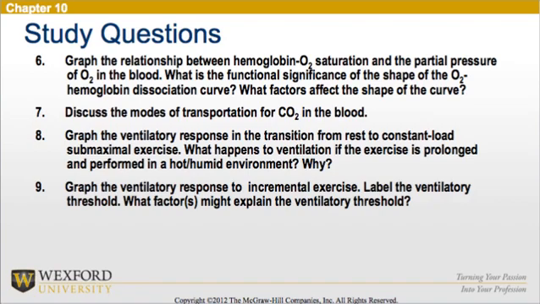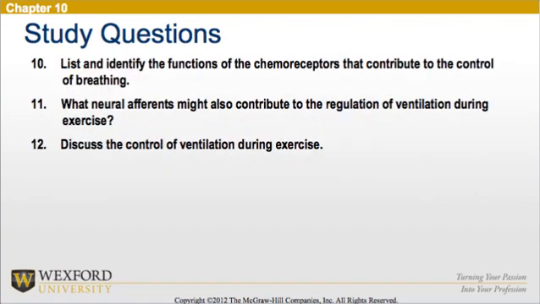9. Graph the ventilatory response to incremental exercise and label the ventilatory threshold. What factors might explain the ventilatory threshold? 10. List and identify the functions of the chemoreceptors that contribute to the control of breathing. 11. What neural afferents might also contribute to the regulation of ventilation during exercise? And 12. Discuss the control of ventilation during exercise.